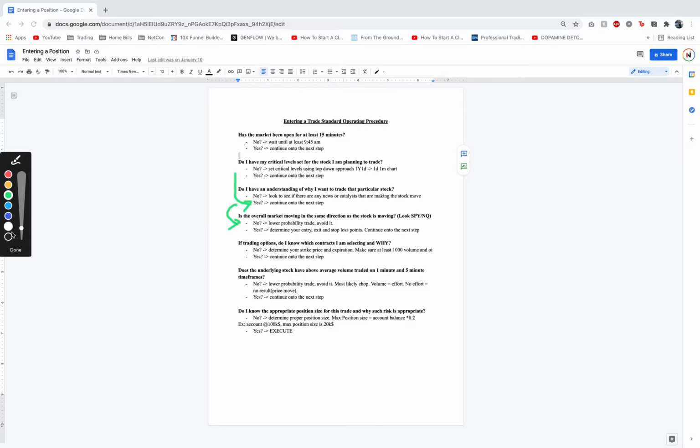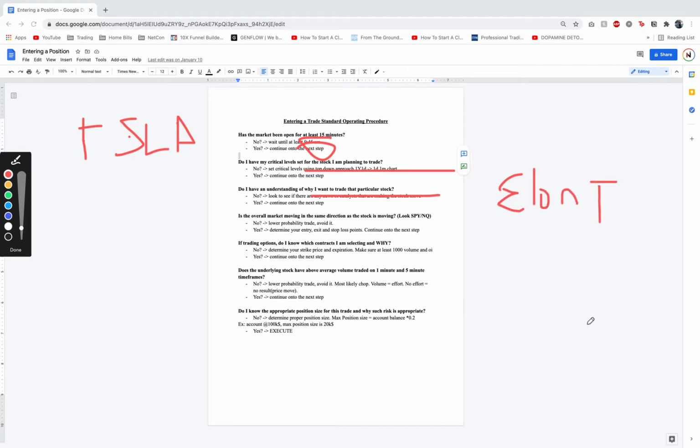So the next step following that is, is the overall market moving in the same direction as the stock I'm planning to trade? For example, let's say I pick to trade stock Tesla, TSLA. I went through this procedure. It's after 9:45 a.m. I have my critical levels set. I know why I'm trading the stock because, let's say, Elon Musk tweets that Tesla, for example, the company beat their deliveries.